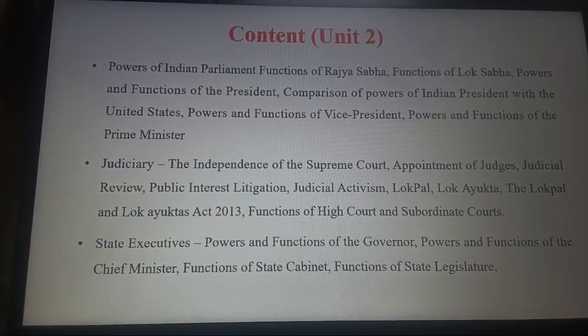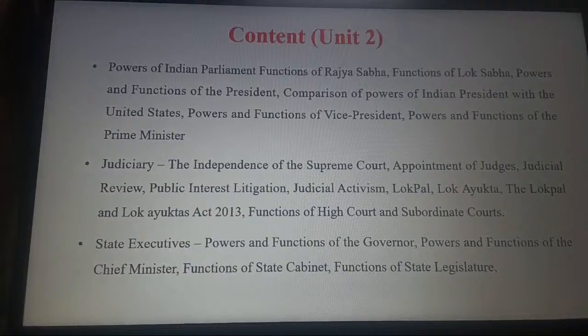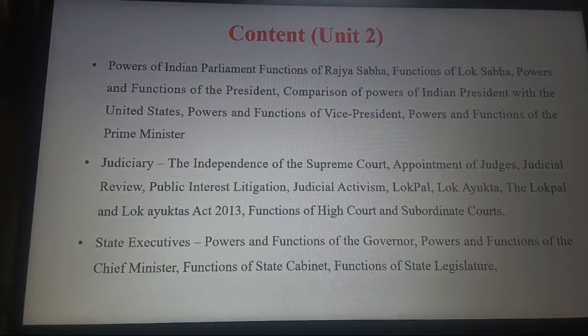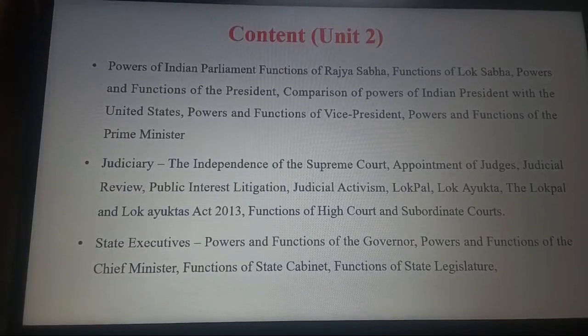State executives. Powers and functions of the governor. Powers and functions of the chief minister. Functions of state cabinet. Functions of state legislature.